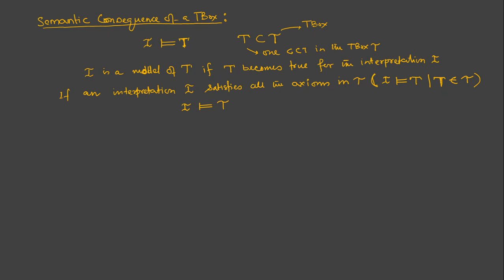Now we define that an axiom T is a semantic consequence of a T box. So we are trying to say that an axiom T is a semantic consequence of a T box T, and we represent that as T models this T.